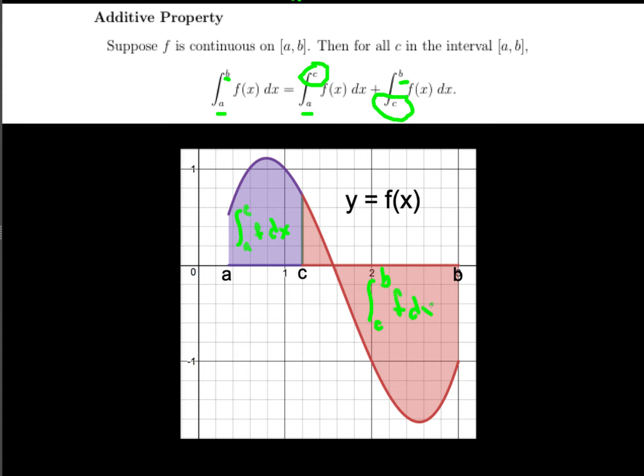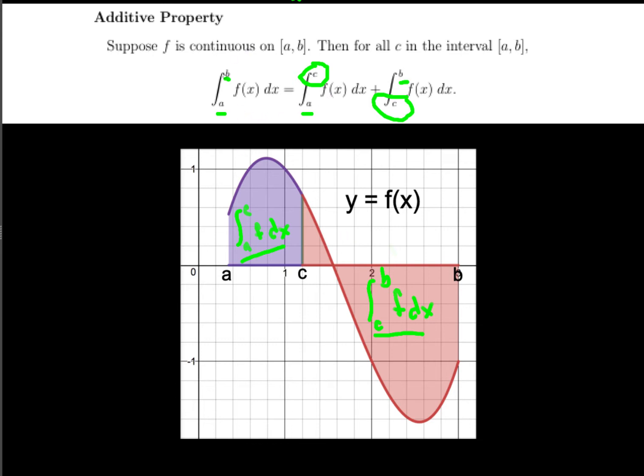And we should be able to tell quite clearly from the image that, sure enough, if I want to know the integral from a to b, that's the total area under this curve, then I could break it up into two pieces and compute this integral from a to c, this integral from c to b, and add them together, and I would have the same area.